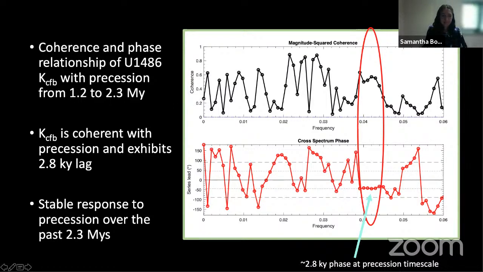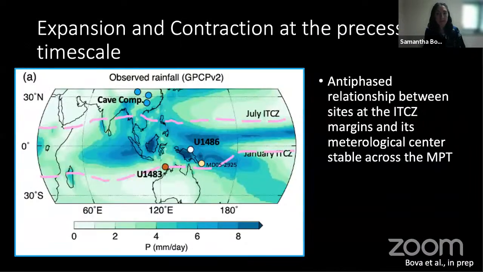And we see that potassium is coherent with precession, and the phase lag is pretty much the exact same as it was in the post-MPT world. So it's still about a 3 kiloyear lag from precession maximum. This is the same as we saw in the post-MPT world. And what this tells us is that the response to precession has not really changed over the full time interval that we have in our core site.